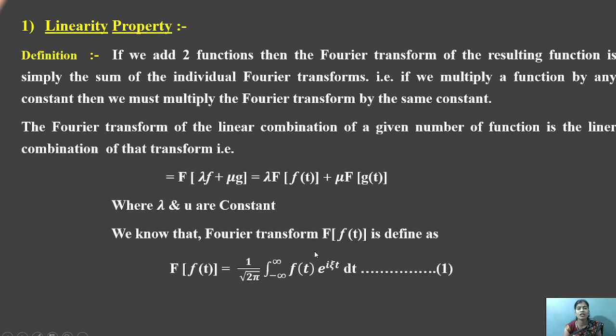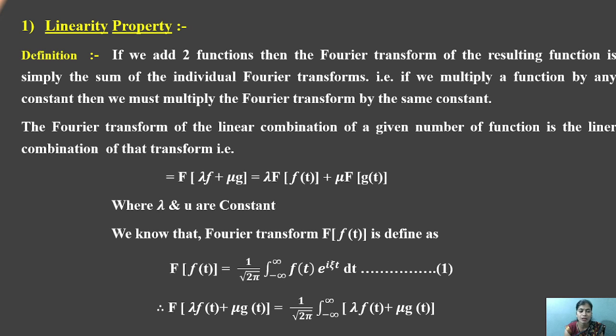We know that the Fourier transform is given in this form. The Fourier transform of f of t is defined as 1 upon square root of 2 pi, integral from minus infinity to infinity of f of t e to the power i xi t dt. This formula we note as equation 1. Then in the linearity property, the function will be lambda f of t plus mu g of t.